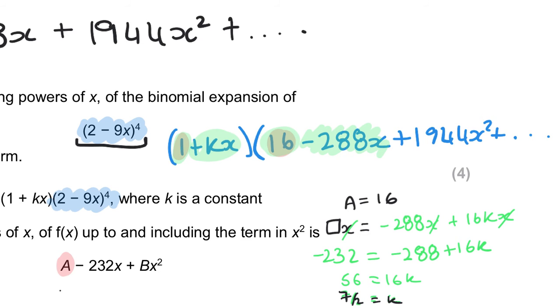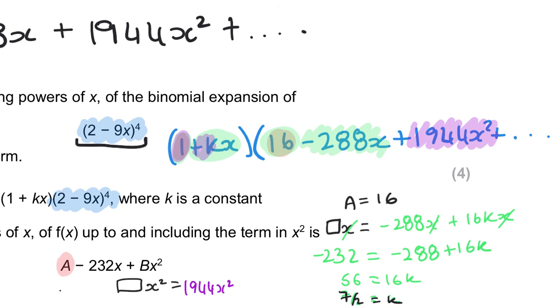Perfect. Then lastly, okay, we need to figure out b. So b is the number in front of the x squared, okay? How can we make this number b? Well, let's think about this. We know our 1 multiplied by our x squared is going to give us an x squared value, okay? So we already know we're going to have 1944x squared. Then we also know, like we carried on expanding. How else could we get it?